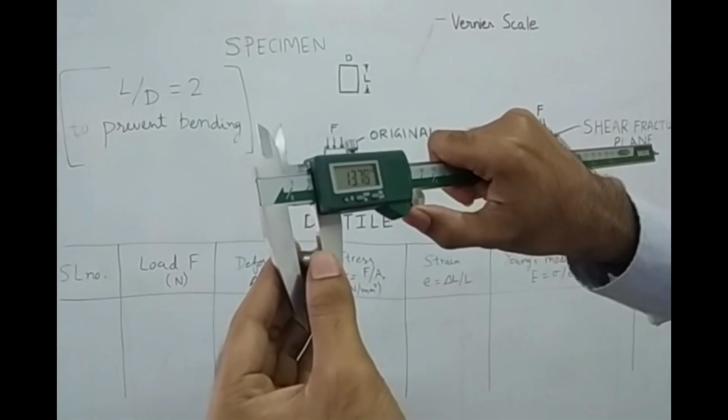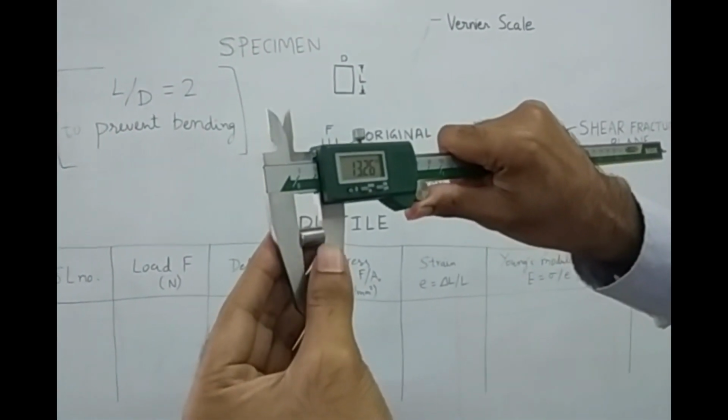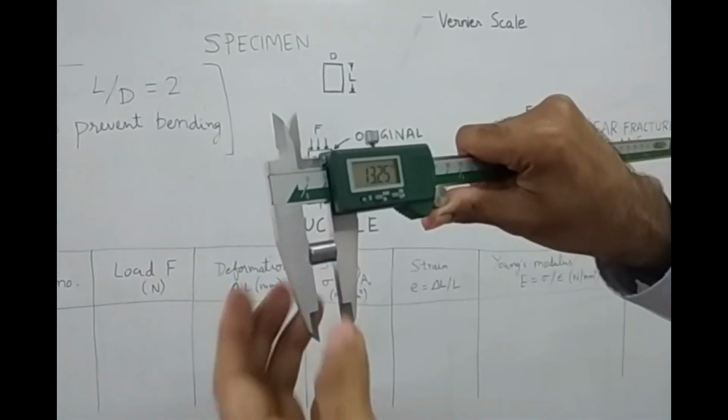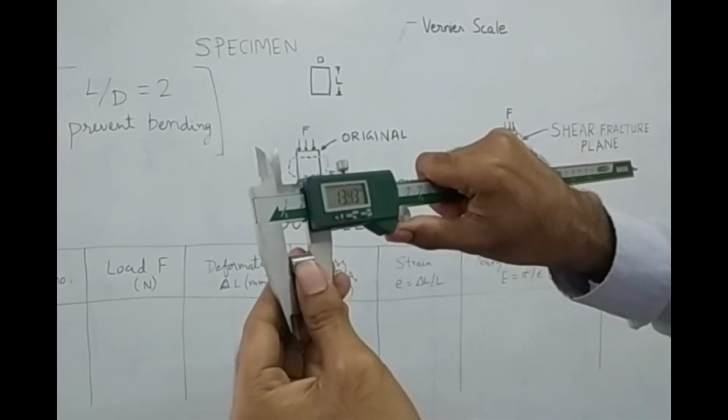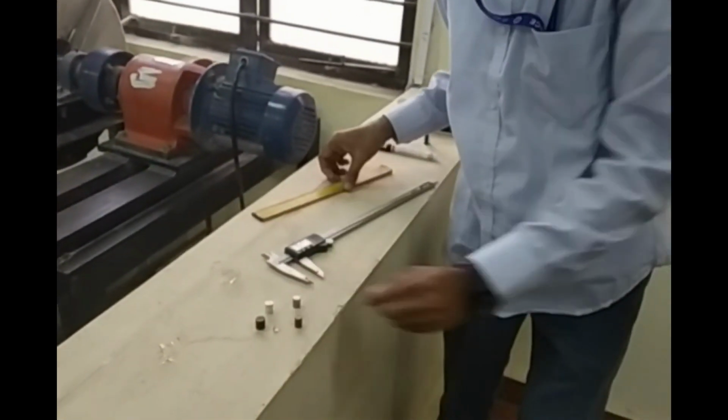Then I will measure the length of the specimen. I am getting it as 13.25 millimeters. So that is the length of this mild steel specimen. So we got the length and the diameter.